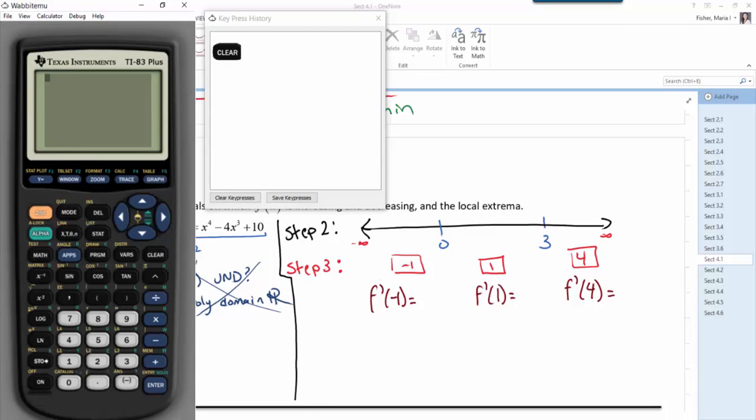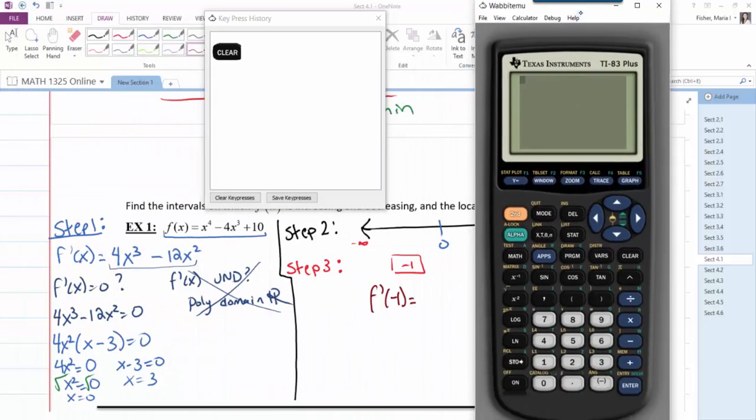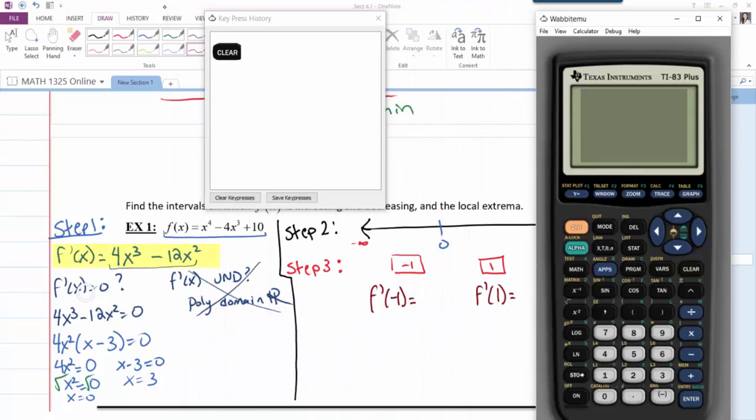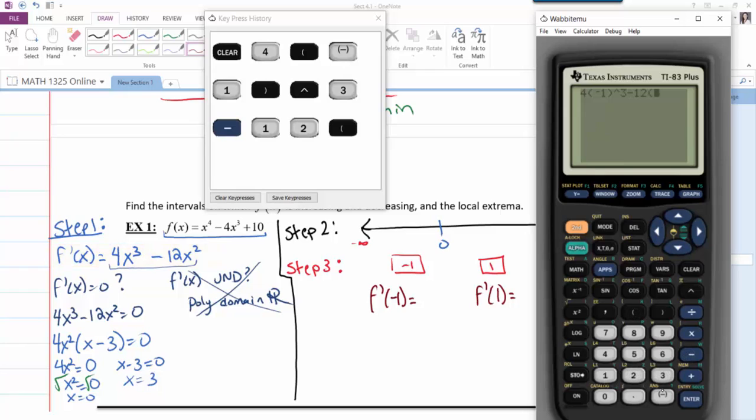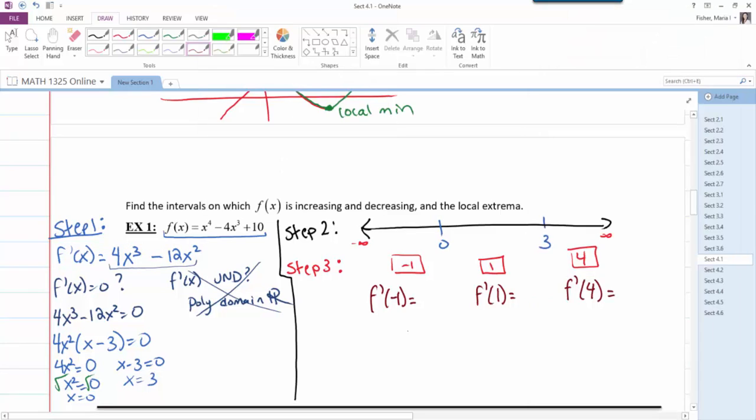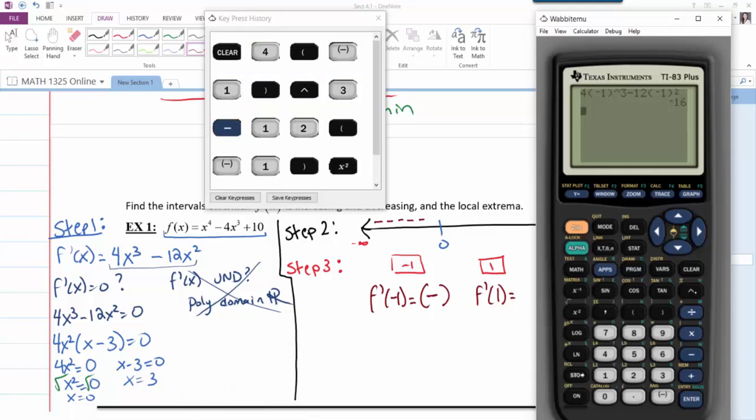We're plugging in negative 1 everywhere there's an x in my first derivative, which is my 4x cubed minus 12x squared. So 4 times negative 1 to the third minus 12 times negative 1 squared gives me negative 16. So I'm going to write a minus sign to let me know that in this interval, all of my answers are negative. Now let's figure out what happens for f prime of 1.